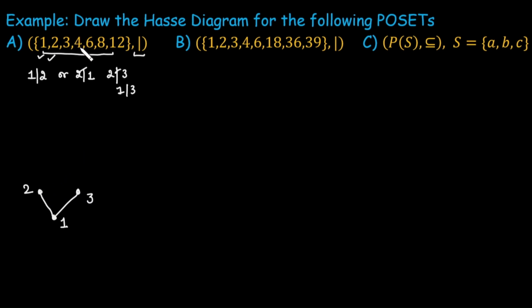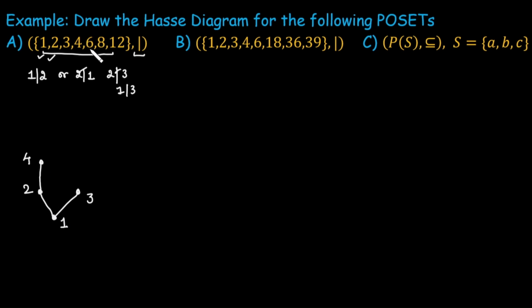Now pick the next element 4. So whether 2 divides 4? Yes. It means the level of 4 will be 1 above to the 2. Now whether 3 divides 4? No. 1 divides 4? Yes. But do not join directly. We just need to check from 1 can we reach to the 4 with any path? Yes. We can reach from 1 to 2, then 2 to 4. It means we have removed the transitive edge in this case.